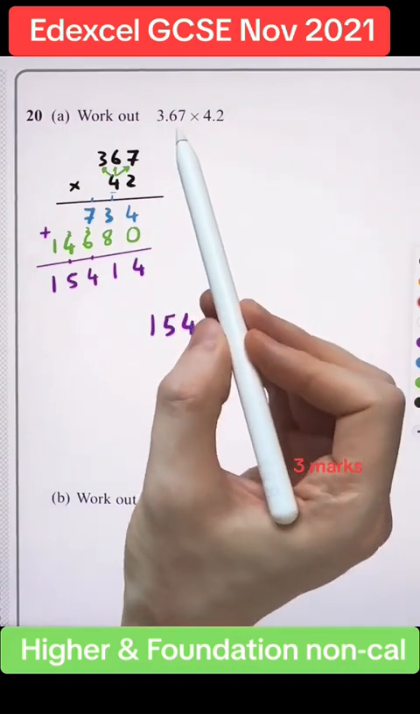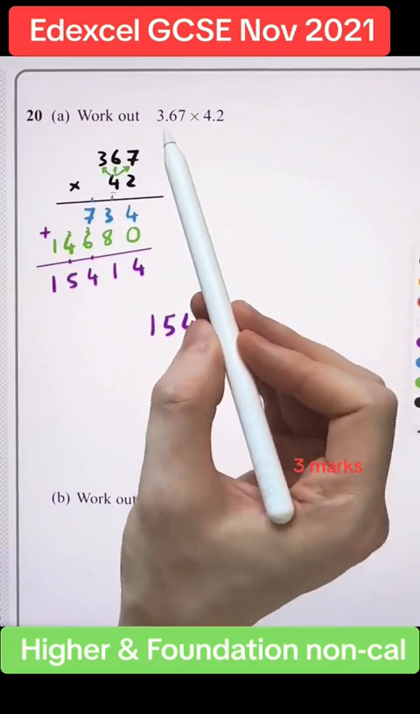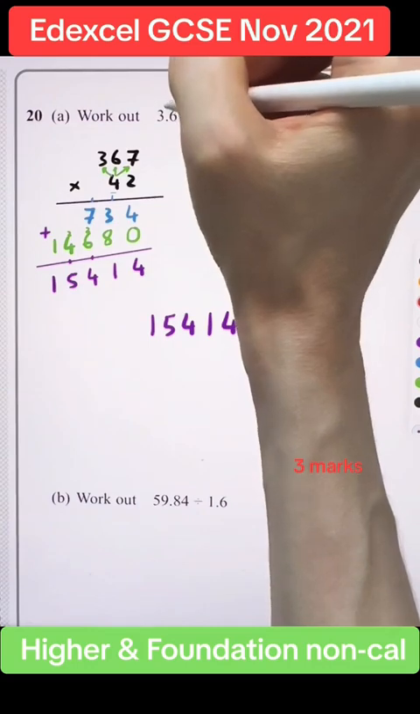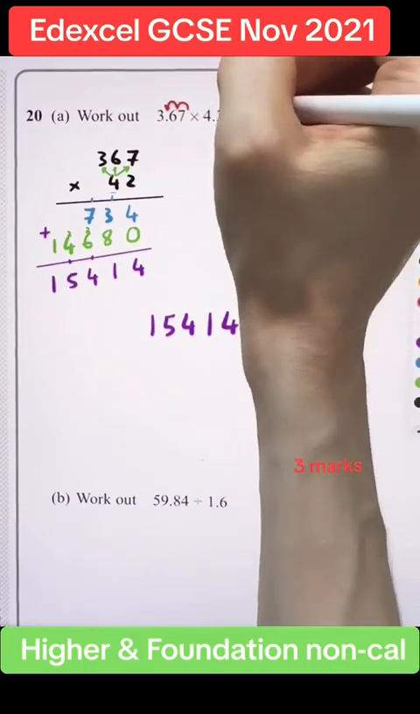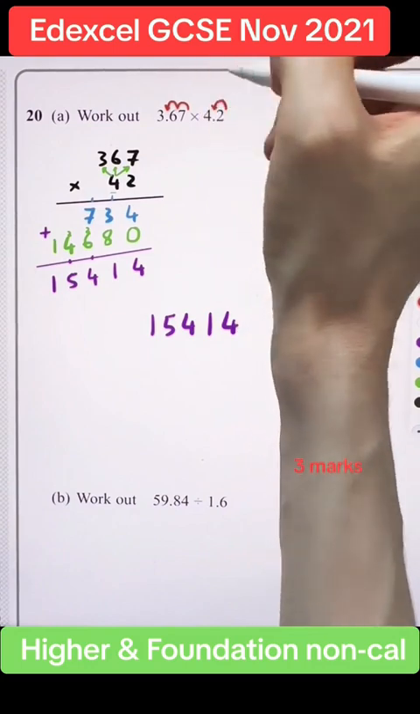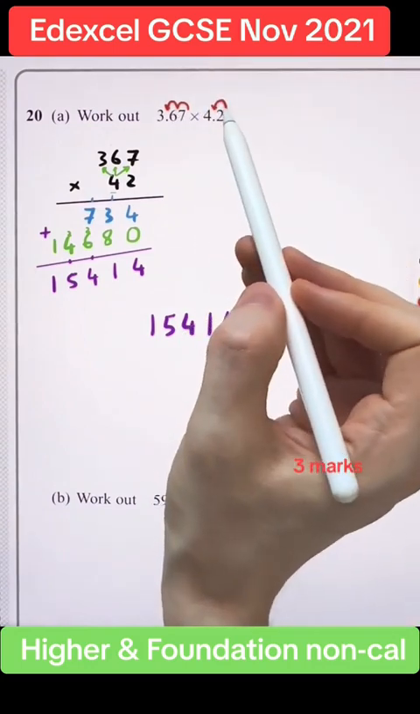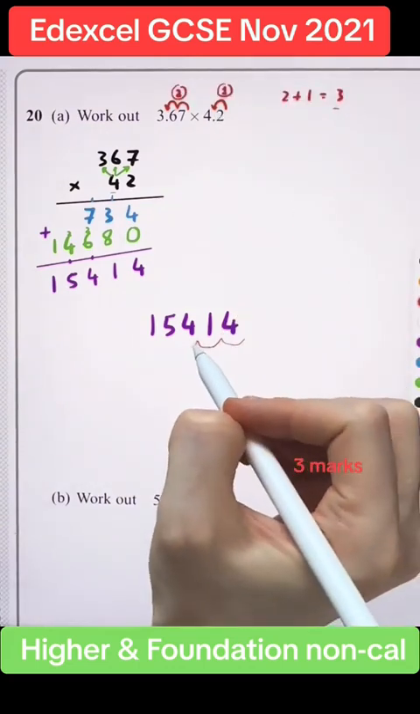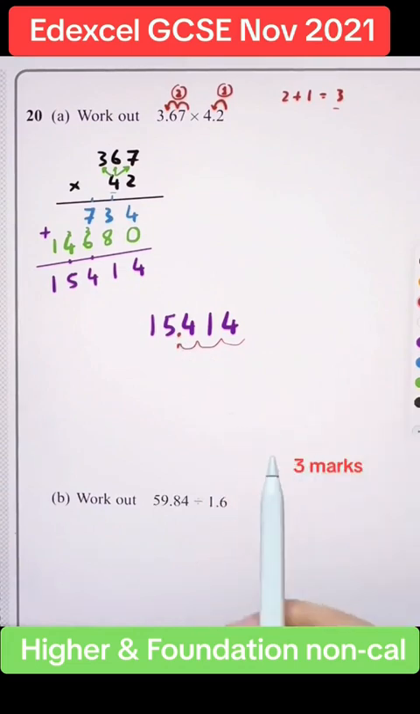Whereas I wanted 3.67 times 4.2. Well, look at the decimal point. For the first number, the decimal point has moved in 2 places to the left. Look at my second number. My decimal place has moved in 1 place to the left. Well, 2 places add 1 place is 3 places. Hence, I'm going to move the decimal point in 3 places. So 1, 2, 3. So therefore, my final answer is 15.414.